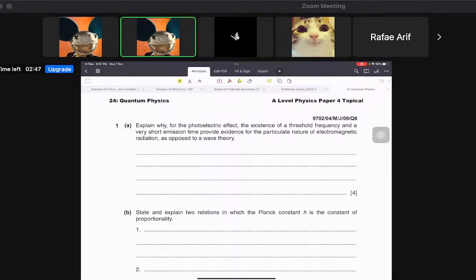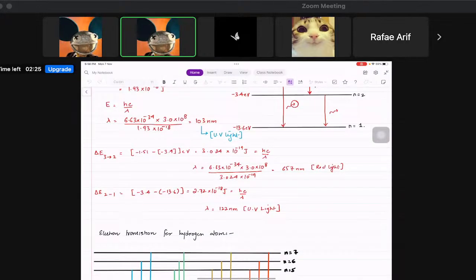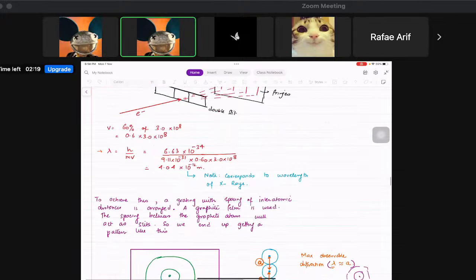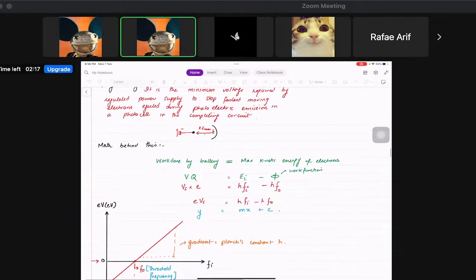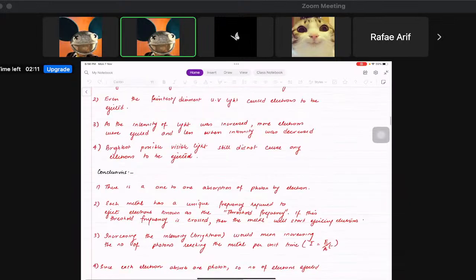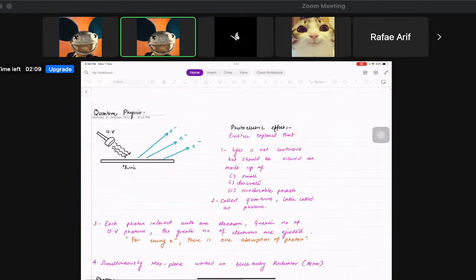Now, questions like these: explain why, for the photoelectric effect, the existence of a threshold frequency and a short emission time provides evidence of the particulate nature of electromagnetic radiation, as opposed to a wave theory. Now, this is 4 marks, right? So basically, when you go to the notes, you will find that we have done it exactly, somewhere, I think here. So you will write this for the wave theory, and you will write the observations from here for that. So basically this would be the same. Now you just need to remember that.